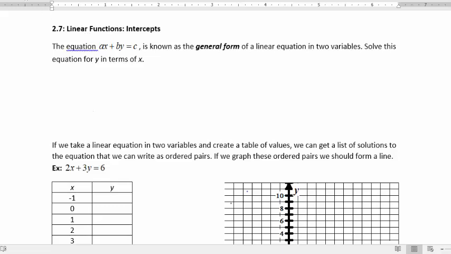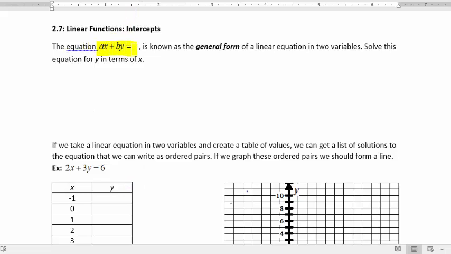After some technical difficulties, we're back with section 2.7, linear functions, intercepts. So these last three sections of this second chapter all deal with linear functions. We're going to talk about intercepts, then we're going to talk about slope, then we're going to talk about equations of lines.